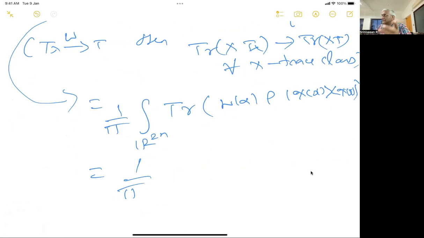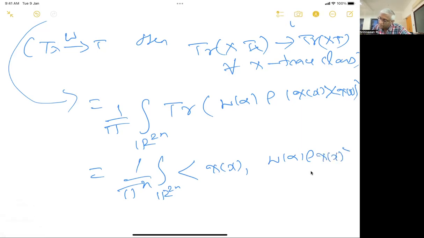Okay, that is not the statement. It's not the same statement; they are not considered as operators. We have proved that if you have a rank one operator, then you can write the trace as an inner product. This is equal to the inner product, integral of 1 by pi power n over R^2n, of kx with W of alpha rho, rho x. It doesn't matter. Okay, so we proved it.